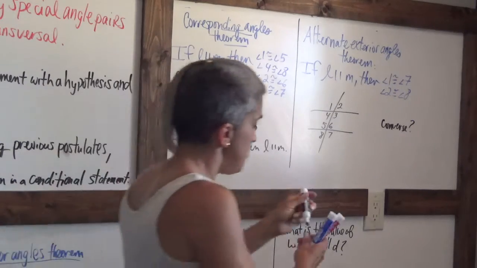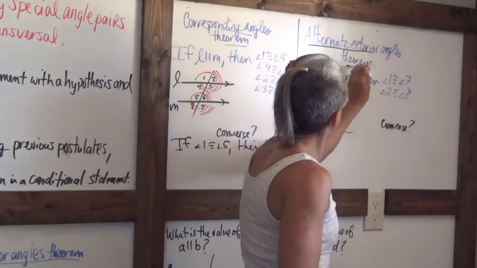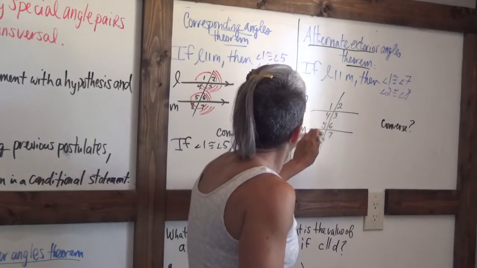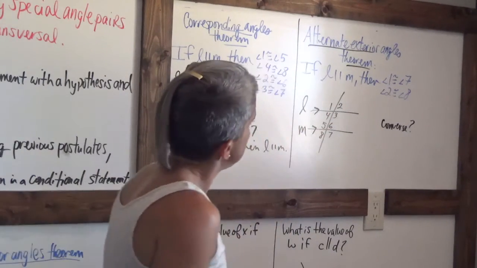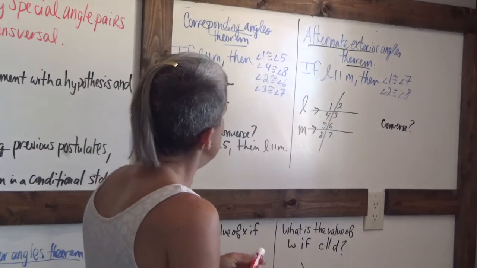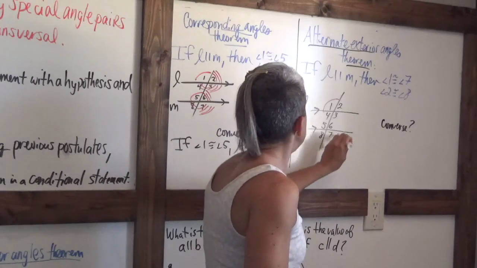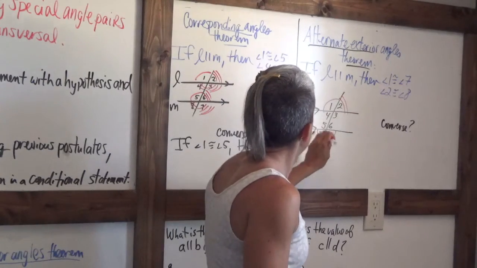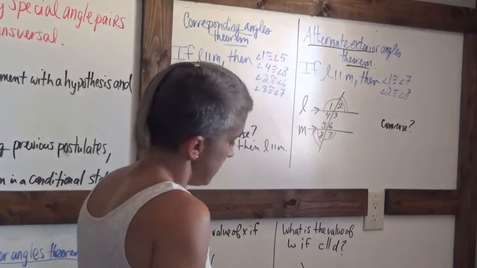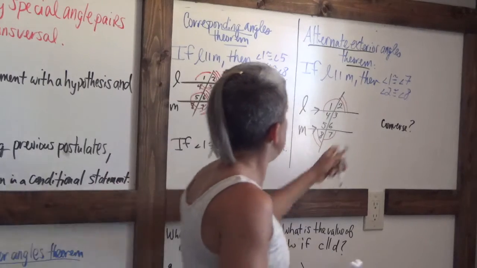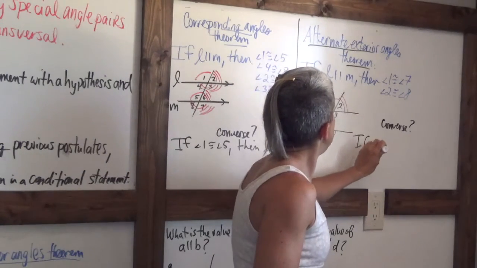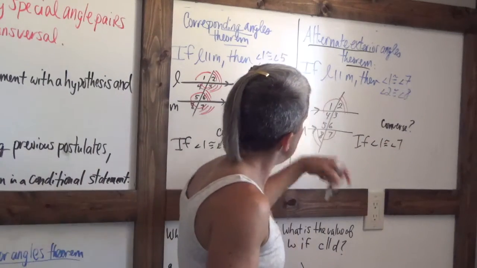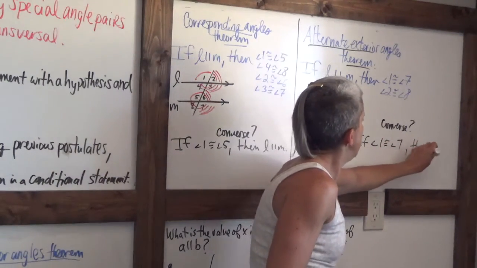The last theorem from this one is called the alternate exterior angles theorem. Again, if my two lines, L and M, are parallel, then that means that 1 is equal to 7. Those are on the outside, alternate. Or 2 is equal to 8, also on the outside, alternate. If I wanted to write the converse, I'm just going to flip this. So if I know that one of those sets of angles are equal, either one, then the lines are parallel.